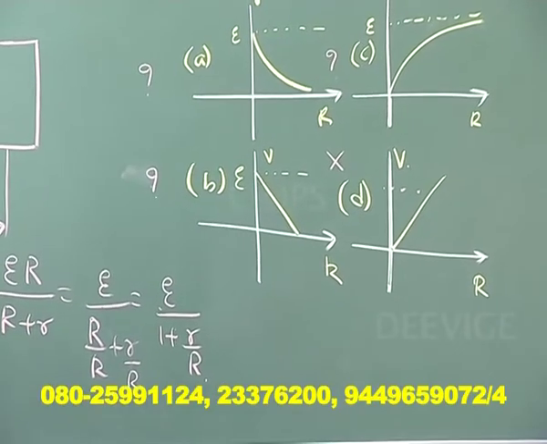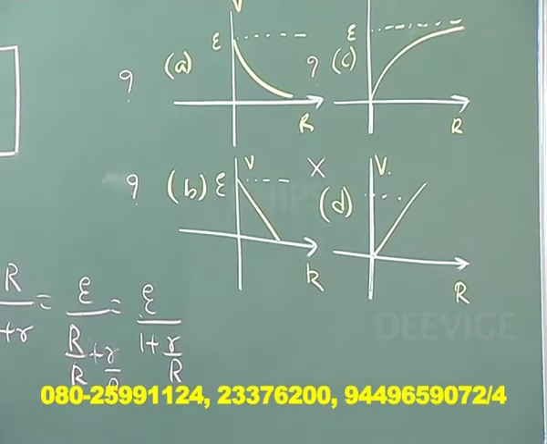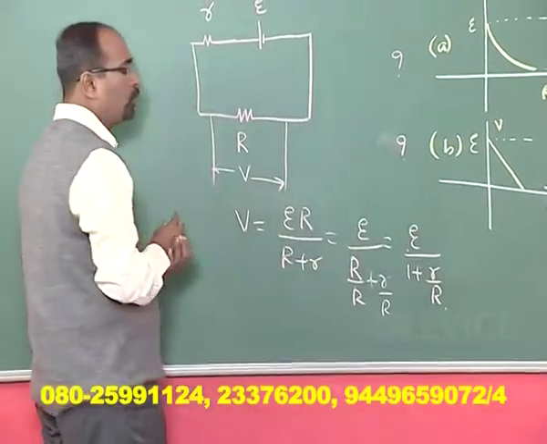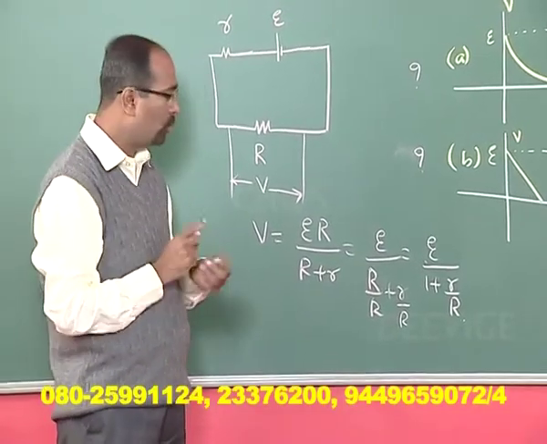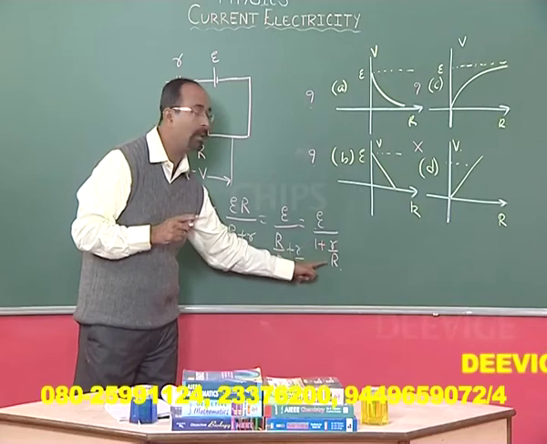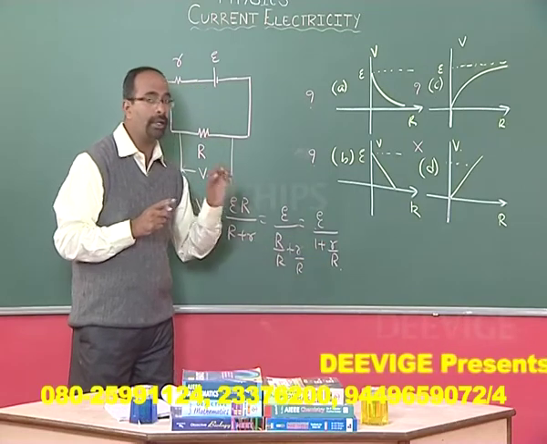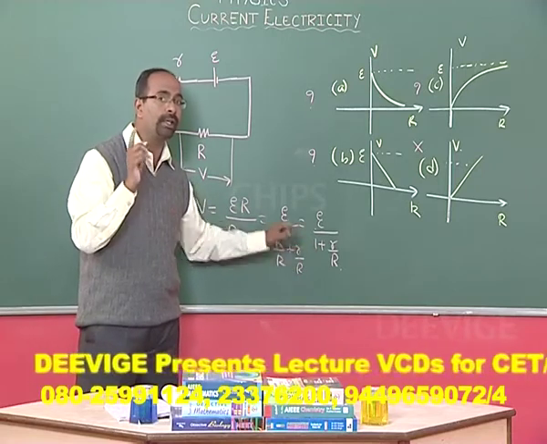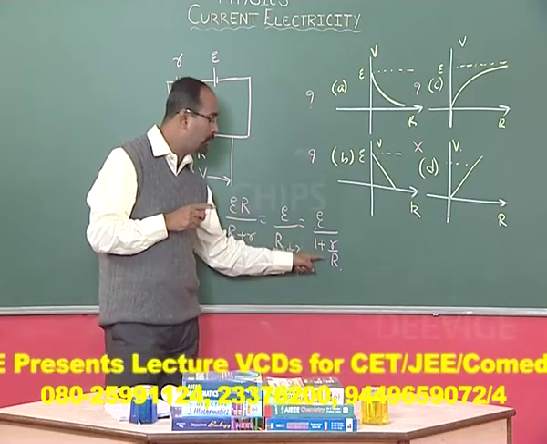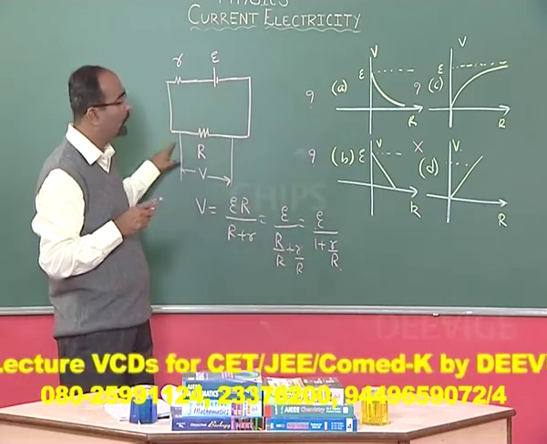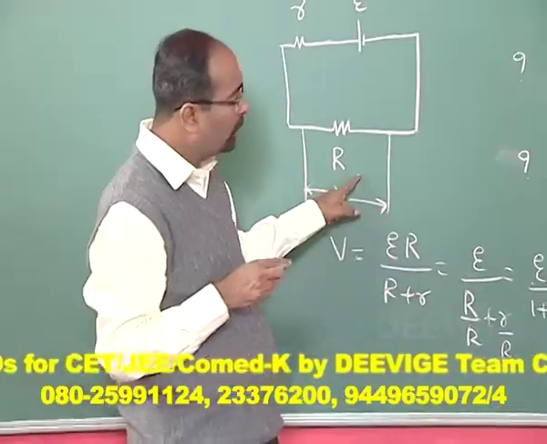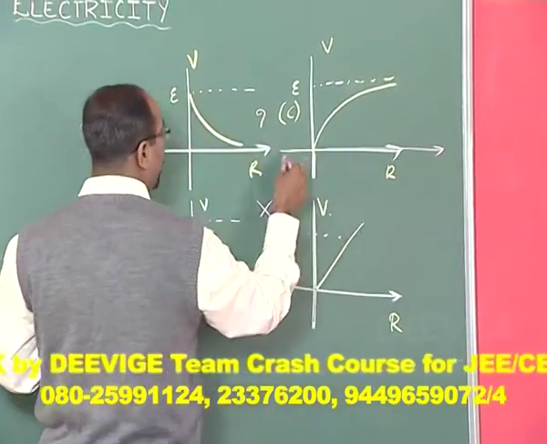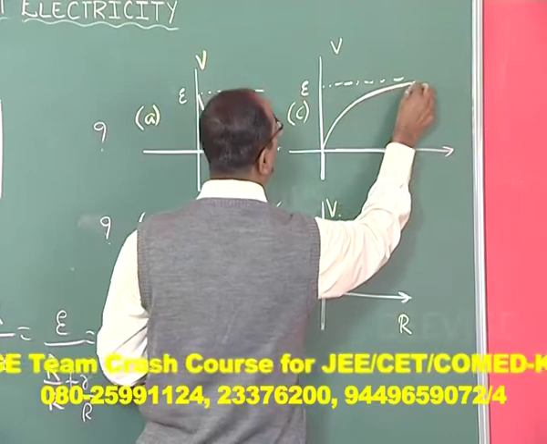Now coming to A, C and B, which is correct? Observe carefully. E divided by 1 plus r by R. For the time being, assume small r is fixed, let us say 1 ohm. So what you will get here? E divided by 1 plus 1 by R. If R tends to infinity, denominator becomes 1. So capital R is infinity, that is external load resistance becomes infinity, then it will become 1. That means to say, if R goes to the upper limit, if R goes to extreme, then V becomes equal to E. This is possible only in this case.